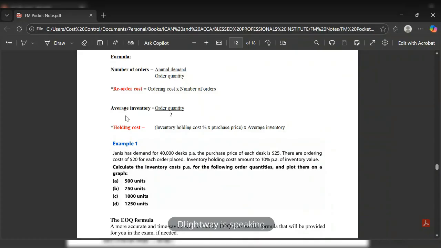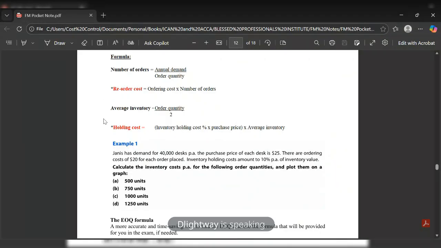Also, we have average inventory. How do we compute our average inventory? It is our order quantity divided by 2, just according to the word average. For the holding cost, it is our inventory holding cost percentage multiplied by the purchase price, everything in bracket, multiplied by the average inventory. So you must have computed your average inventory before you can arrive at your holding cost.